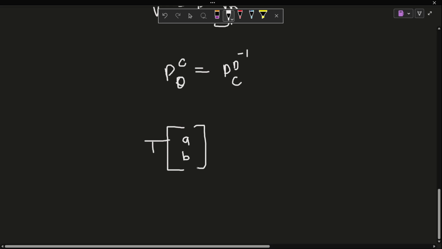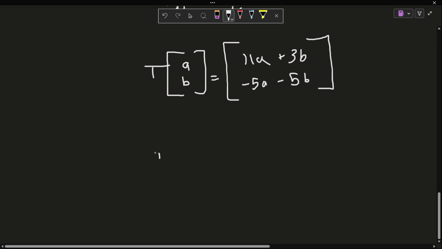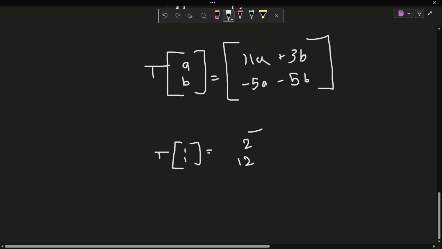Let's do something like 11A plus 3B, and then minus 5A minus 5B. If you take this as your transformation, and we take a non-standard basis like E11, then what's that going to give you? That's going to give you 212, I believe.